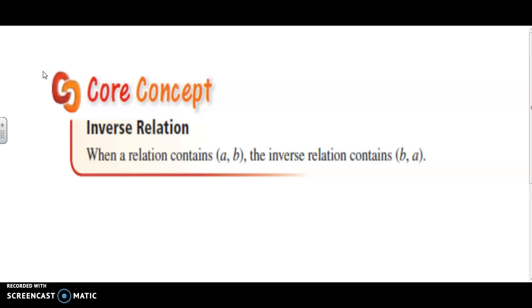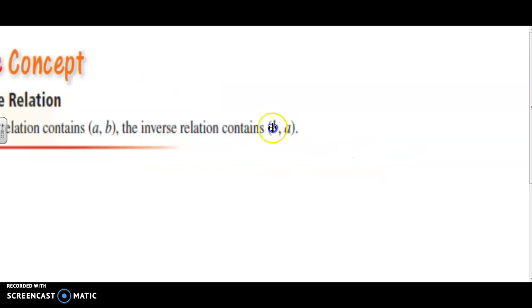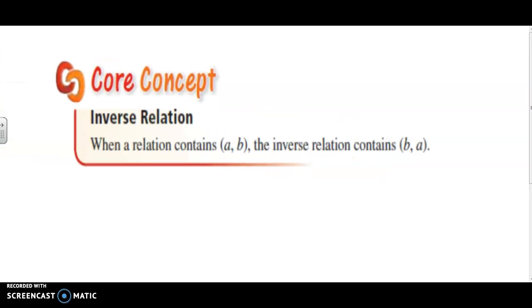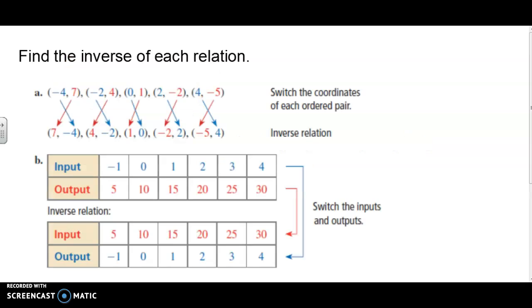So first, to start the conversation about inverse functions, we're going to start off just talking about inverse relations. An inverse relation is when a relation contains (a, b), so (x, y), the inverse relation contains (b, a). So you switch the x and the y. That's what makes a relation into an inverse relation. It starts off really easy. It just says find the inverse of each relation. So all that you have to do is switch the coordinates of each ordered pair.